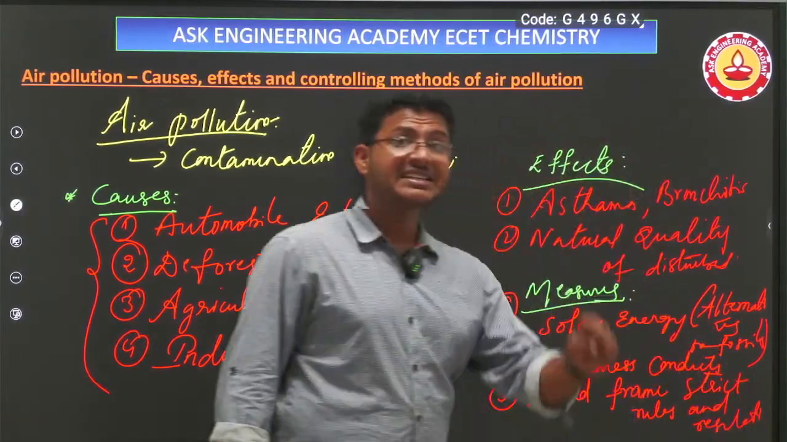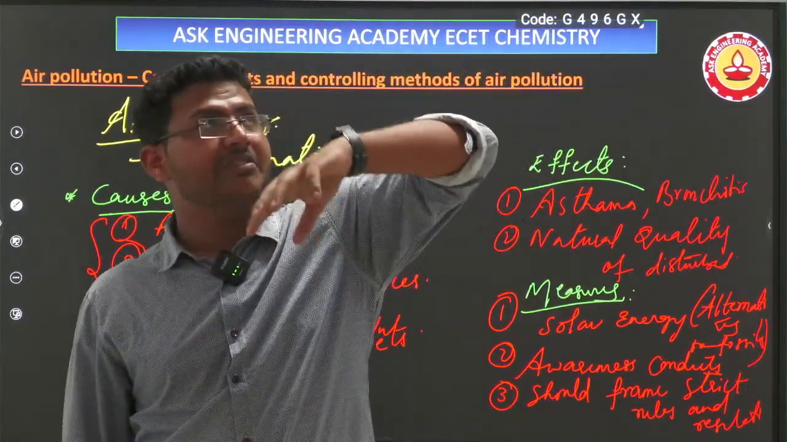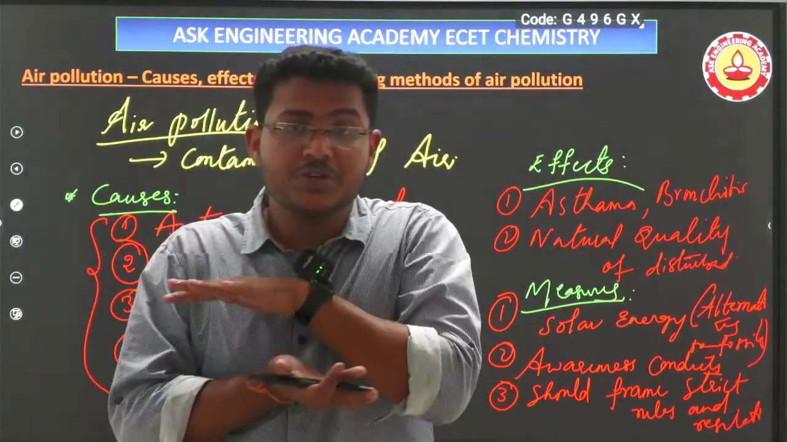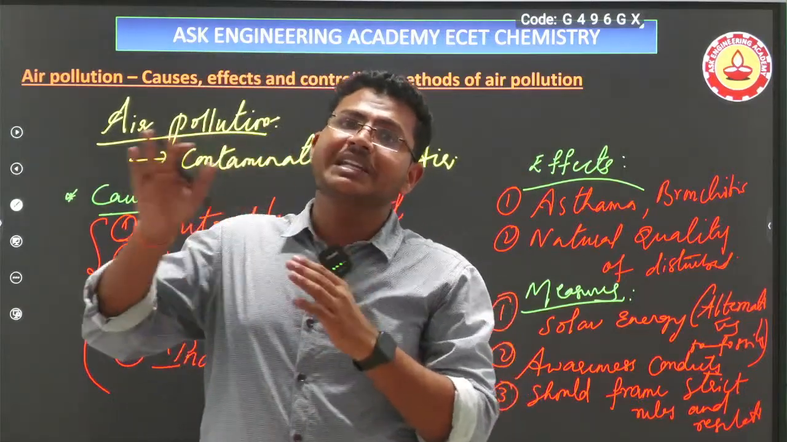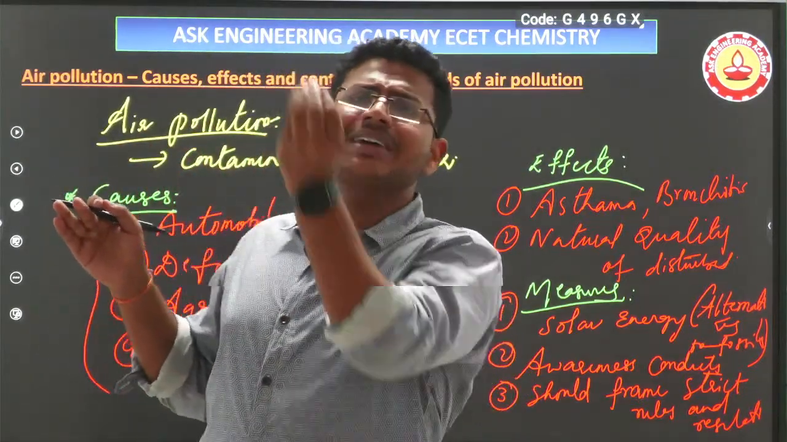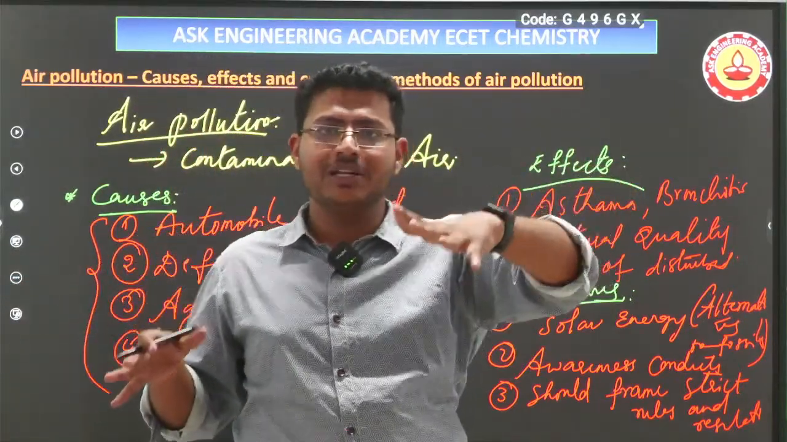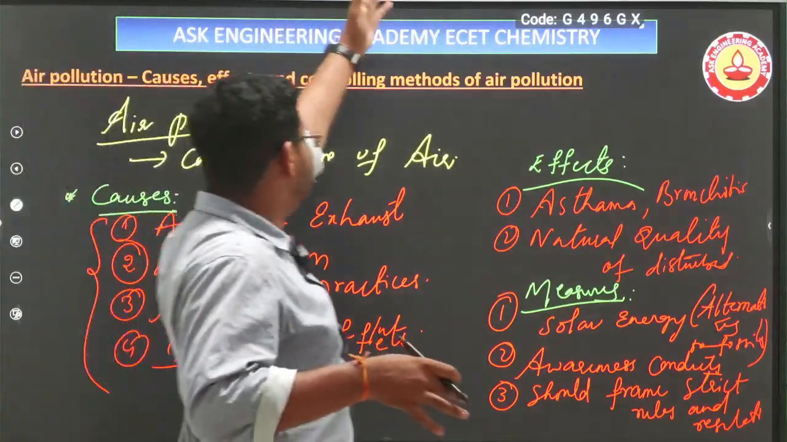Especially for industry, the government should set certain kinds of permissible limits for industrial areas to release only a few amounts of gas into the atmosphere, by replacing the already existing fuels. So this is all about air pollution, causes, effects and controlling methods of air pollution.